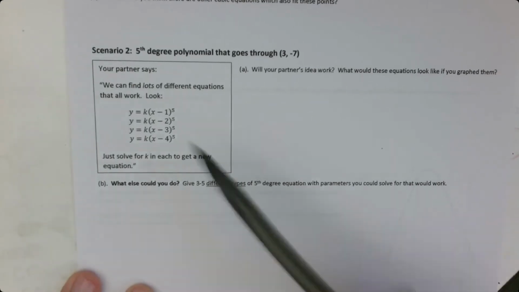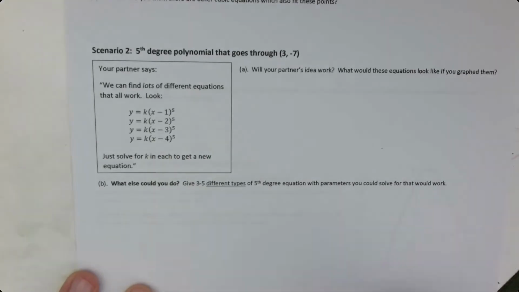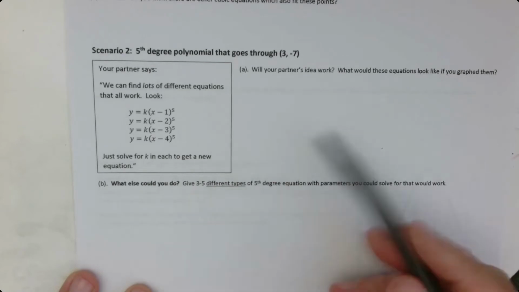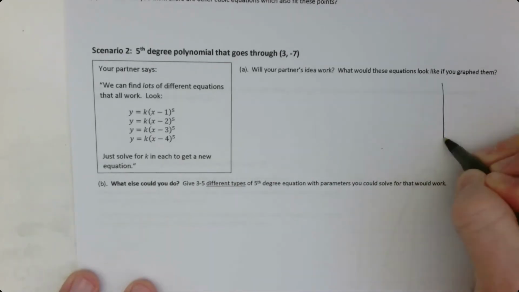So your partner says, look, we can find lots of different equations that work. Let's just do x minus 1, x minus 2, x minus 3, x minus 4, and then scale them by k, and then solve for k. Is that going to work? And the answer is yes, absolutely that's going to work. What a good idea. Almost.